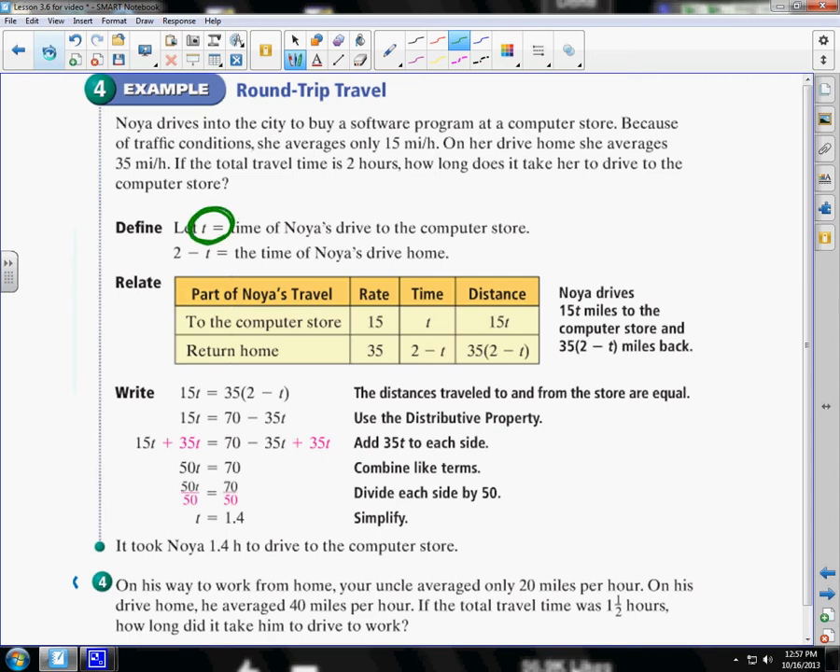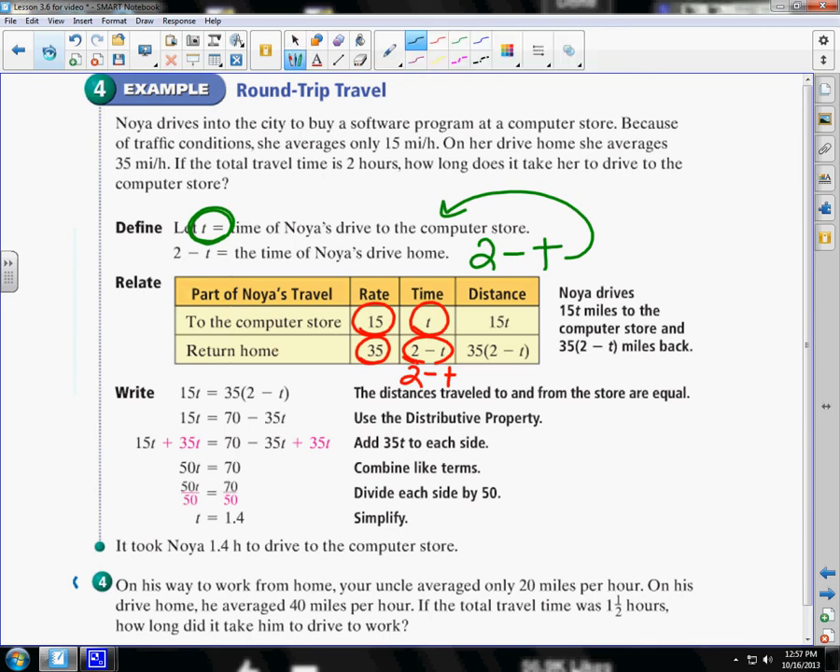2 minus t is the time of Noya's drive home. Okay, if the total travel time is 2 hours, I would have 2 hours minus t, which is how much it took her to get to the computer store, and then that difference would be the drive home. So she drove 15 miles per hour on the way there, times her time, and on her return she went 35, times 2 minus t. It's not t minus 2, because it's not her time minus 2. 2 was the total trip, and then I'm going to subtract the ride there to figure out what her ride back is.